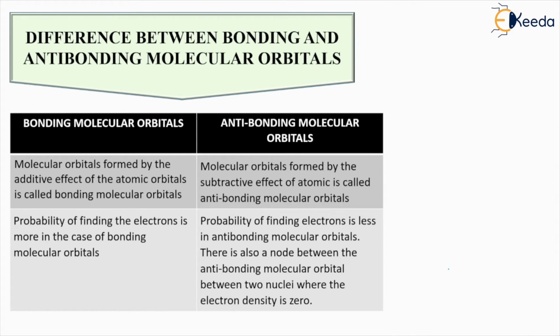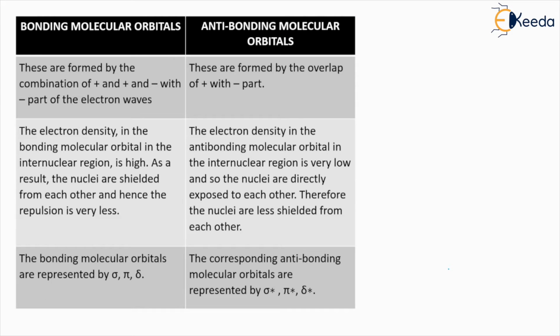There is also a node between the two nuclei in the anti-bonding molecular orbitals, where the electron density is 0 because there are no electrons. The nuclei are repelling each other, thus there are no electrons present over there. Over here, if you can see, they are formed by a combination of positive and positive parts of the electron wave, and over here they are formed by an overlap of positive and negative.